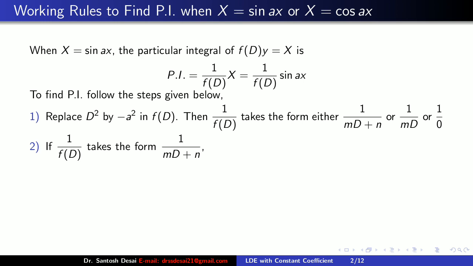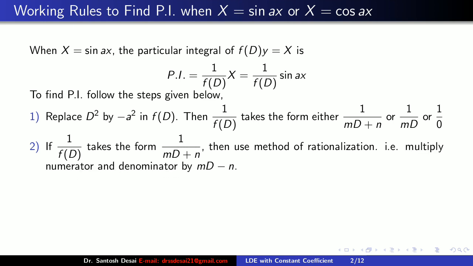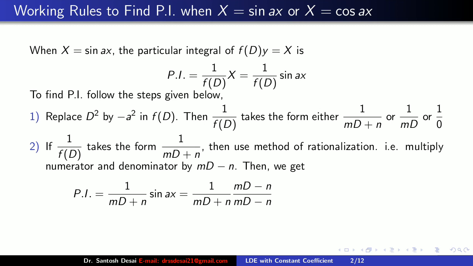Therefore we use the method of rationalization, that is, multiply numerator and denominator by mD minus n. Whatever the denominator term, you change the middle sign and multiply by that new term to numerator and denominator. So we get PI = 1 upon mD plus n into sin ax, and by the rationalization method, multiply and divide by mD minus n. So we get this.